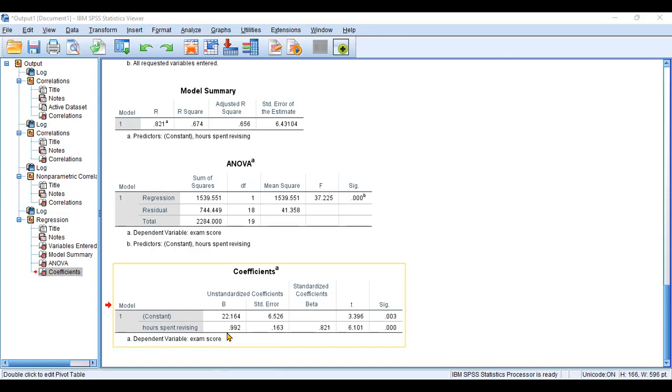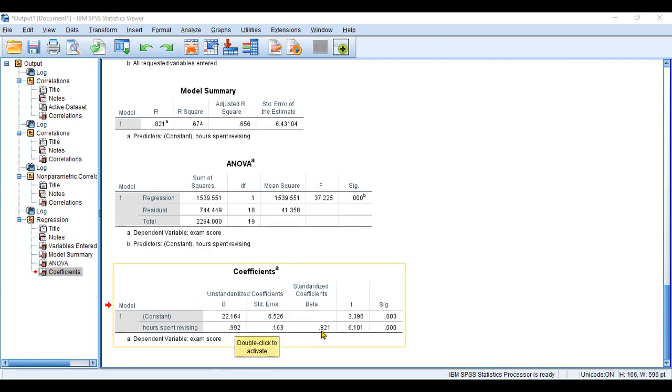Okay, so we have 0.992. What this implies is that a unit increase in time spent revising will lead to a 0.992 increase in our performance, or the exam score. In other words, let's assume that we measured our exams in terms of marks, and we measure time spent in minutes. So we could say that when we increase studying by 1 minute, our marks will increase by 0.992, everything else held constant. Do we get that? That is a basic interpretation.